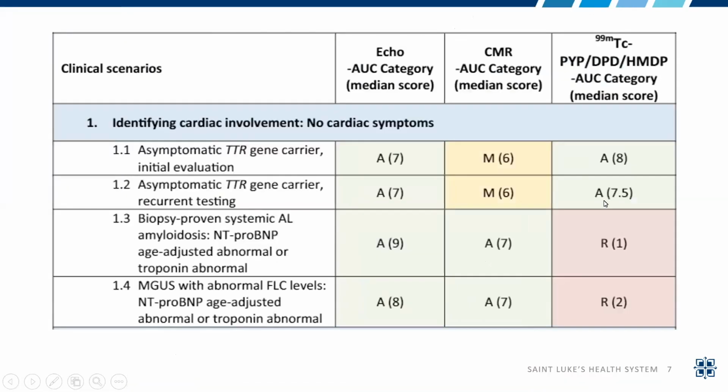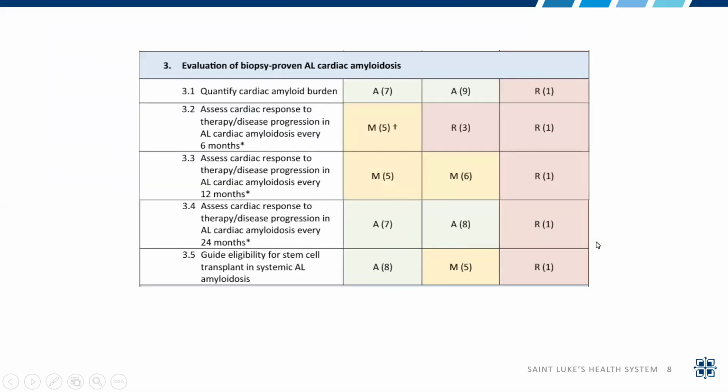Let's look at some other common clinical scenarios where you would consider bone scintigraphy. This is identifying cardiac involvement with no symptoms, so for asymptomatic gene carriers, that's appropriate. Then for patients who have AL amyloidosis or concern for AL, it would be rarely appropriate to do PYP scanning. The next is evaluation of biopsy-proven AL. Again, rarely appropriate to do any PYP scanning there.